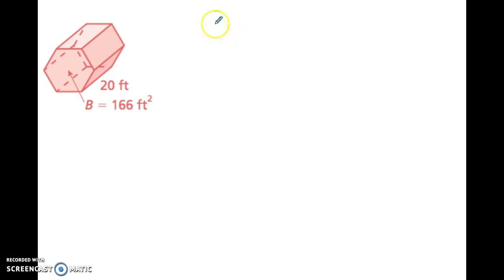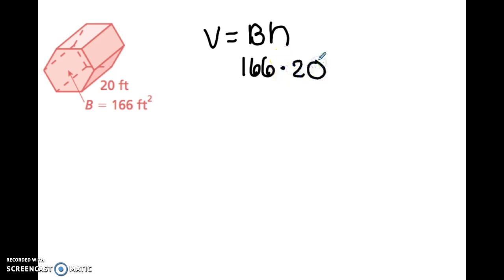Now, if we look at this shape, it gives us our base area. So when we're finding volume equals base area times height, we don't need to know the area of this base because we can plug in 166 for the base area right away. Then times the height, which is 20. So 166 times 20 is 3,320 feet cubed. So in any problem, if you see a capital B, that stands for base area.